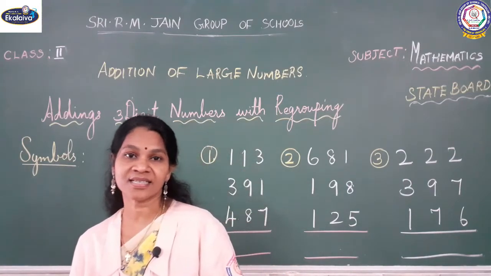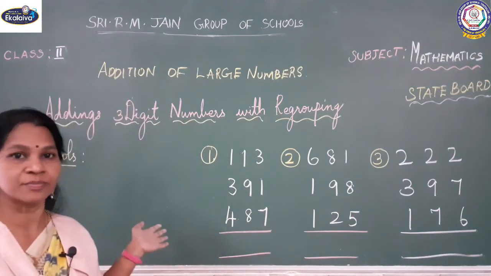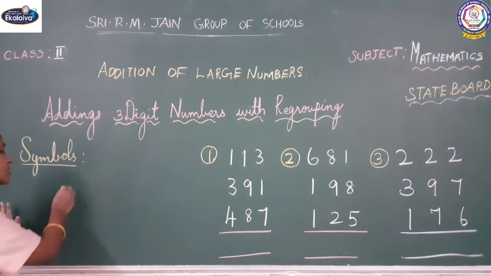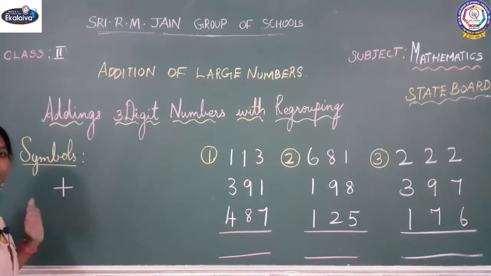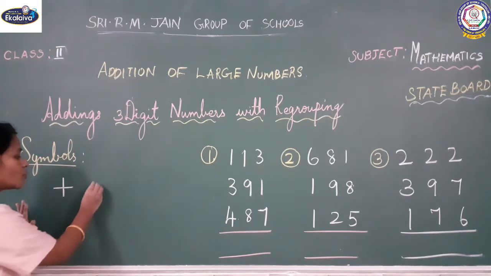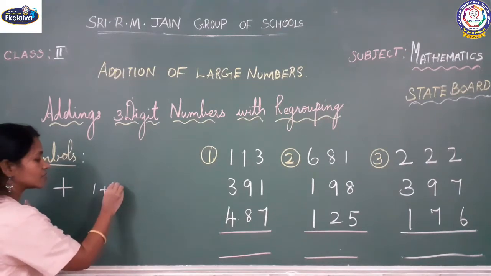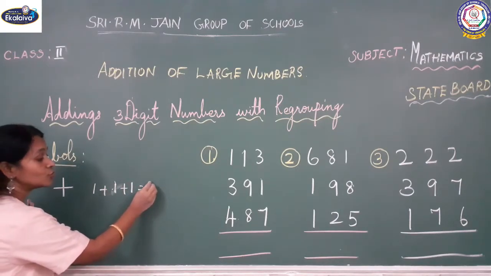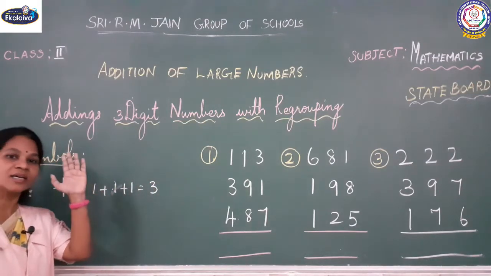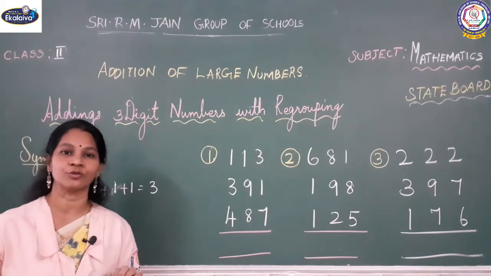See, last class also I explained about the symbols. This class also I will explain that. Okay, what symbol is this? This is addition. That means add 1 plus 1 plus 1 is equal to 3. You are adding. Okay, see the same example I am going to teach you.